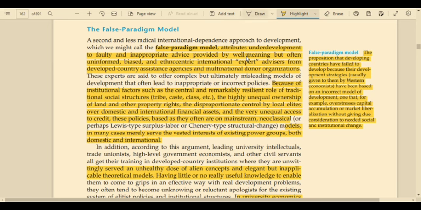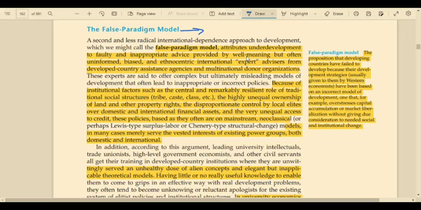Now we have this false paradigm model, which basically tells us that the policies which developing economies follow in their path to development are given by the developed economies and their models only. But it is not compulsory that those policies would work in a similar way to make the economies grow and develop like they did in Western economies. So the proposition of the false paradigm model is that developing countries have failed to develop because the development strategies, usually given to them by Western economists, have been based on an incorrect model of development.